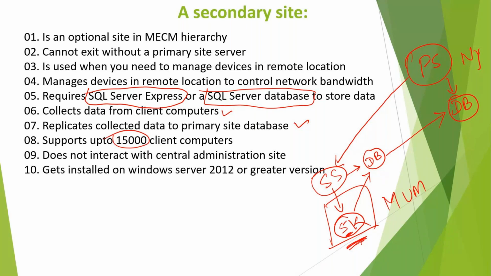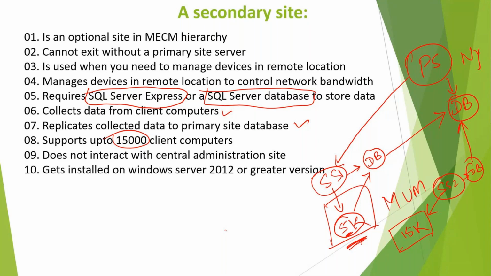Let's say in Mumbai we have another 15,000 devices. In Mumbai we added 15,000 devices. So let's say this is secondary one, and we need one more secondary site, secondary one and secondary two. It will also have a database that is going to replicate the data to the primary database.